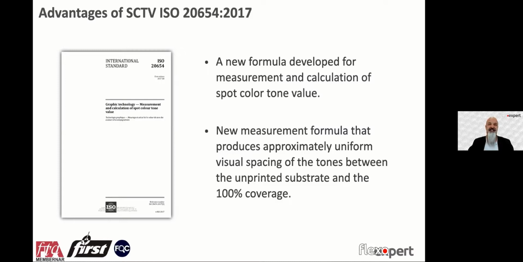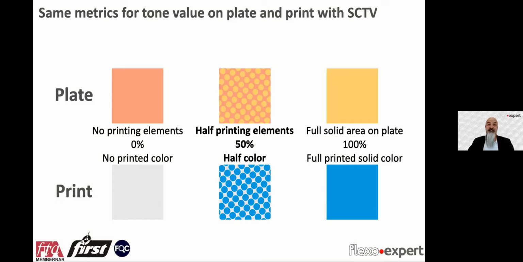I'm reading from the text of the ISO norm. But the greatest advantage of this formula is that now, finally, plate mechanical area coverage and printed optical tone value are measured with two methods that are equivalent and that maintain proportional and visual spacing of the tones. With this measurement, optical and mechanical values are aligned. Finally, 50% on plate and 50% on printed substrate have the same meaning. They both express a tone value that is in the middle, at the half, 50%, the half of the full solid and the not printing or printed elements, which is very good.